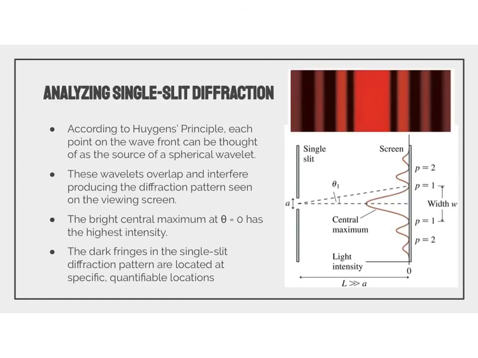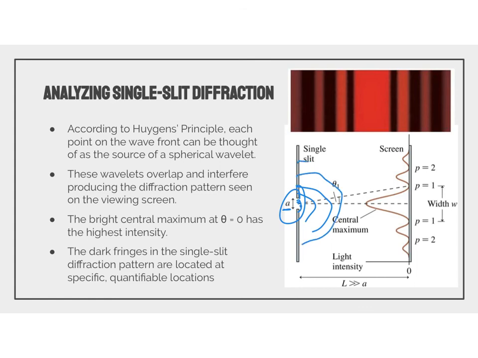So if we're looking at single slit diffraction, again, we have some slit, and it's got some opening. We'll call that A. Again, we don't need to worry about the math behind this. I just want to be able to explain a little bit about what's happening. So according to the Huygens principle, each point can be thought as a source of that wave. So as it goes out here, every single point is acting as a wave.